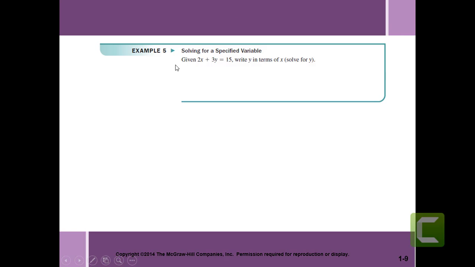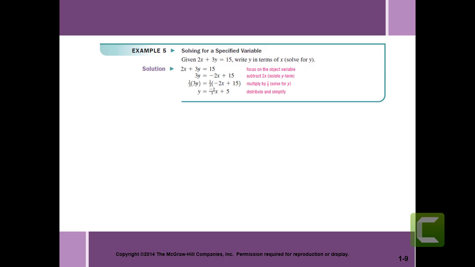So we're going to use our properties. And the first thing we're going to do is move this 2x over here. So we're going to subtract 2x from both sides. That will get rid of 2x here and put a minus 2x over here. And then all we have to do is divide by 3. And once we divide both sides of the equation by 3, we're done.